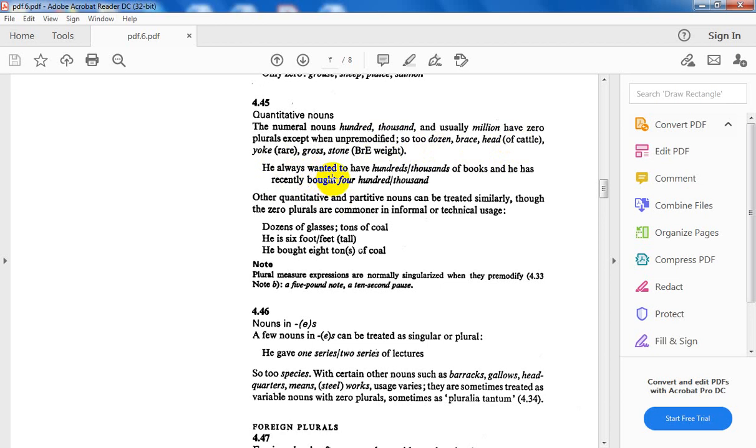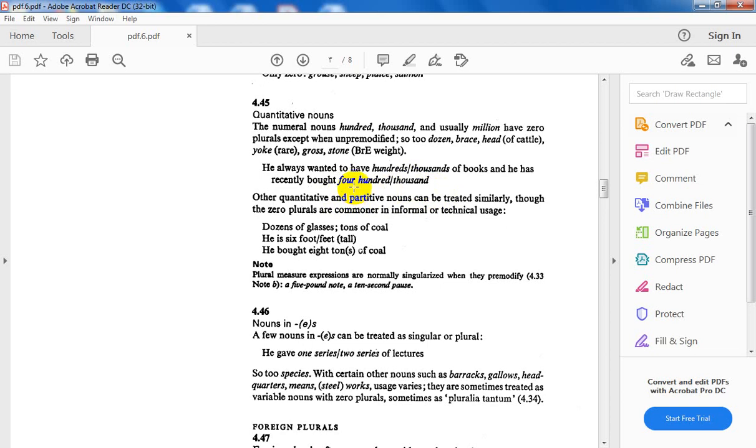He always wanted to have hundreds or thousands. You see, here hundreds takes the regular form. Why? Because they are not pre-modified. There is no number before hundred. Thousands of books, and he has recently bought four hundred. You see, this hundred is with zero plural. Why? Because it is pre-modified by four. Four thousand. Here thousand is zero plural because it is pre-modified by four.